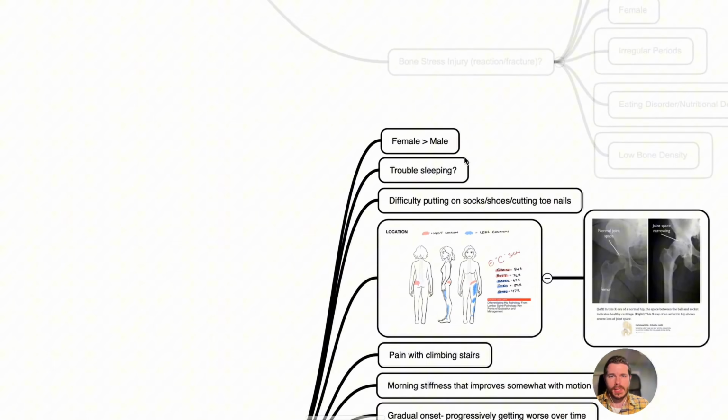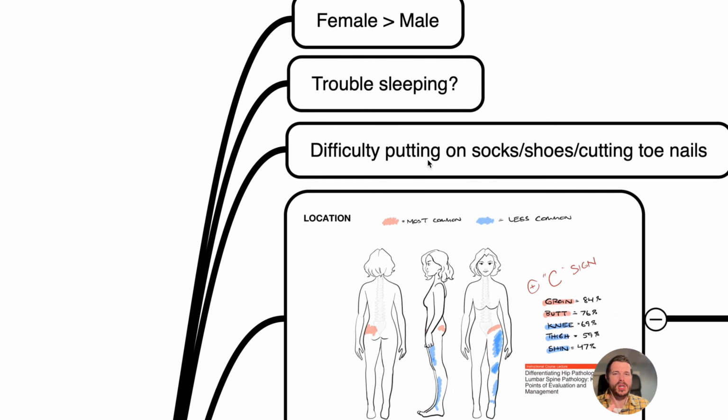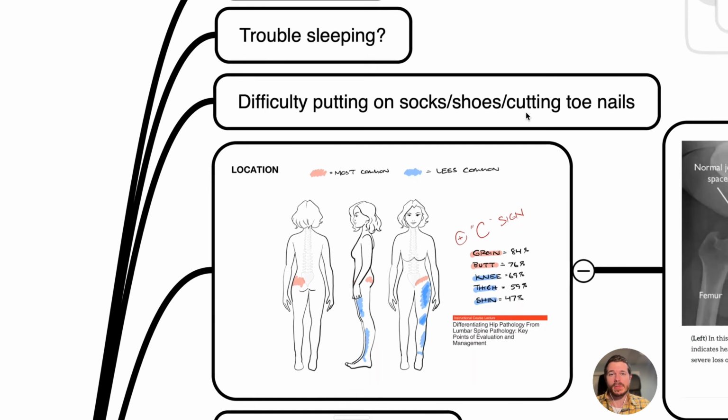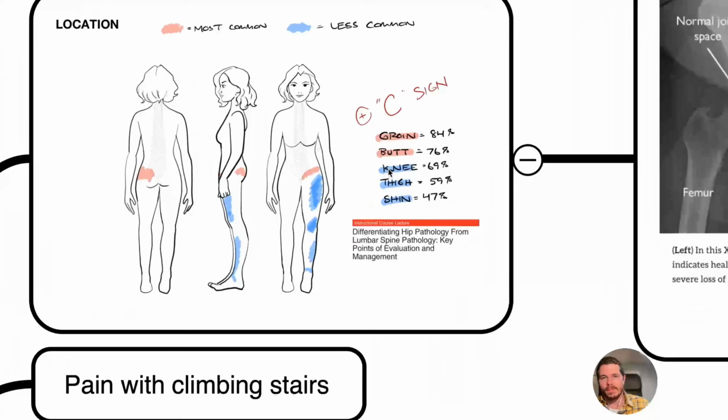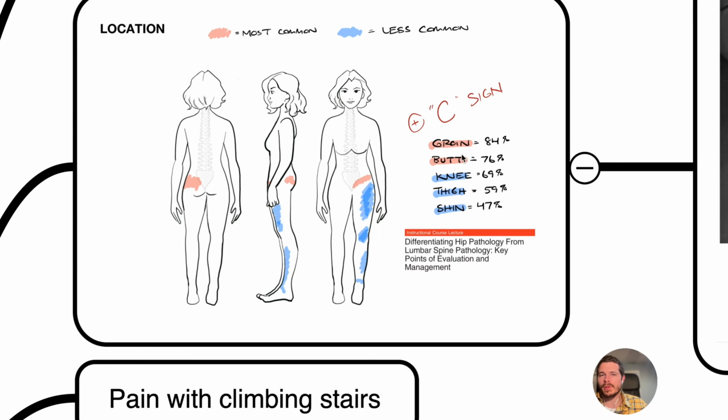But hip arthritis, again, is more common in females than males. Maybe you have trouble sleeping. The longer you've had pain, generally, the more the sleep declines. Difficulty putting on socks, shoes, cutting toenails, that positive toenail test, because that is a figure 4 functionally. Location-wise, yes, most common in the groin, buttock, and some other areas, but there are many cases of people who just have outer hip pain, so don't miss it.